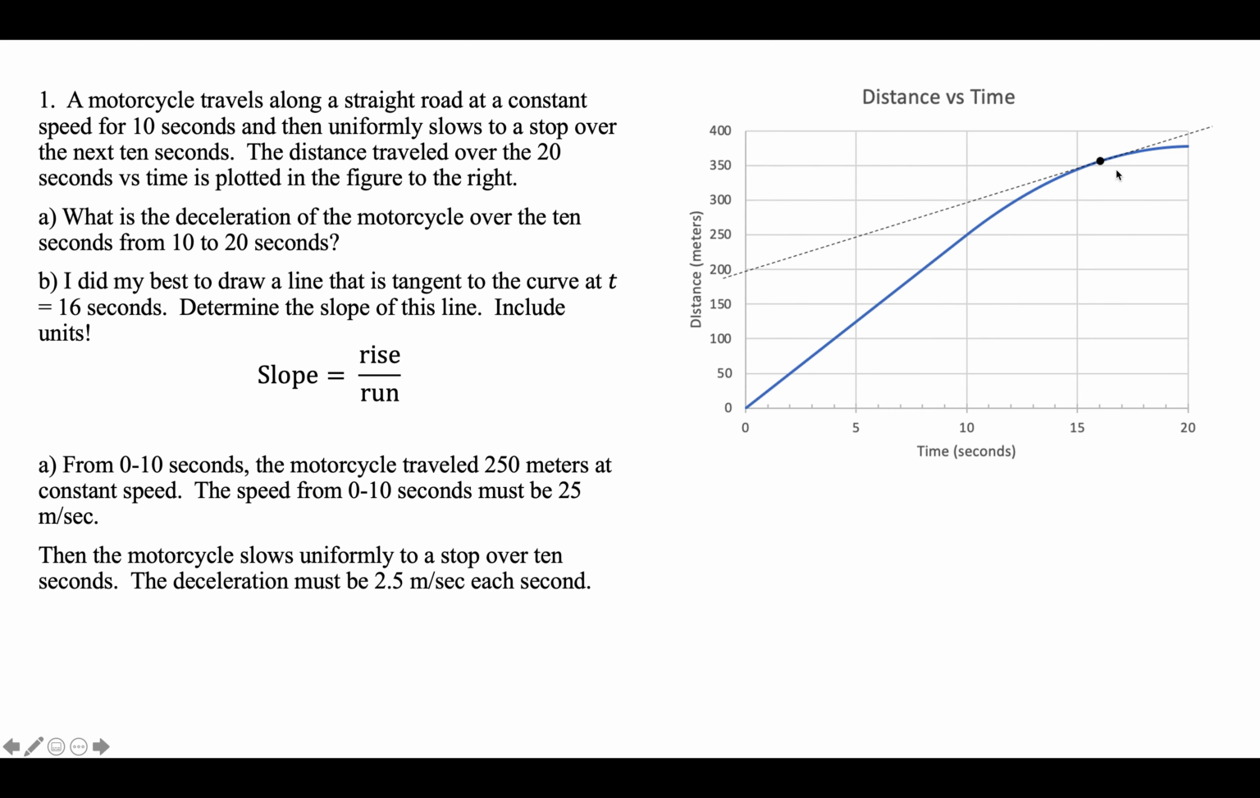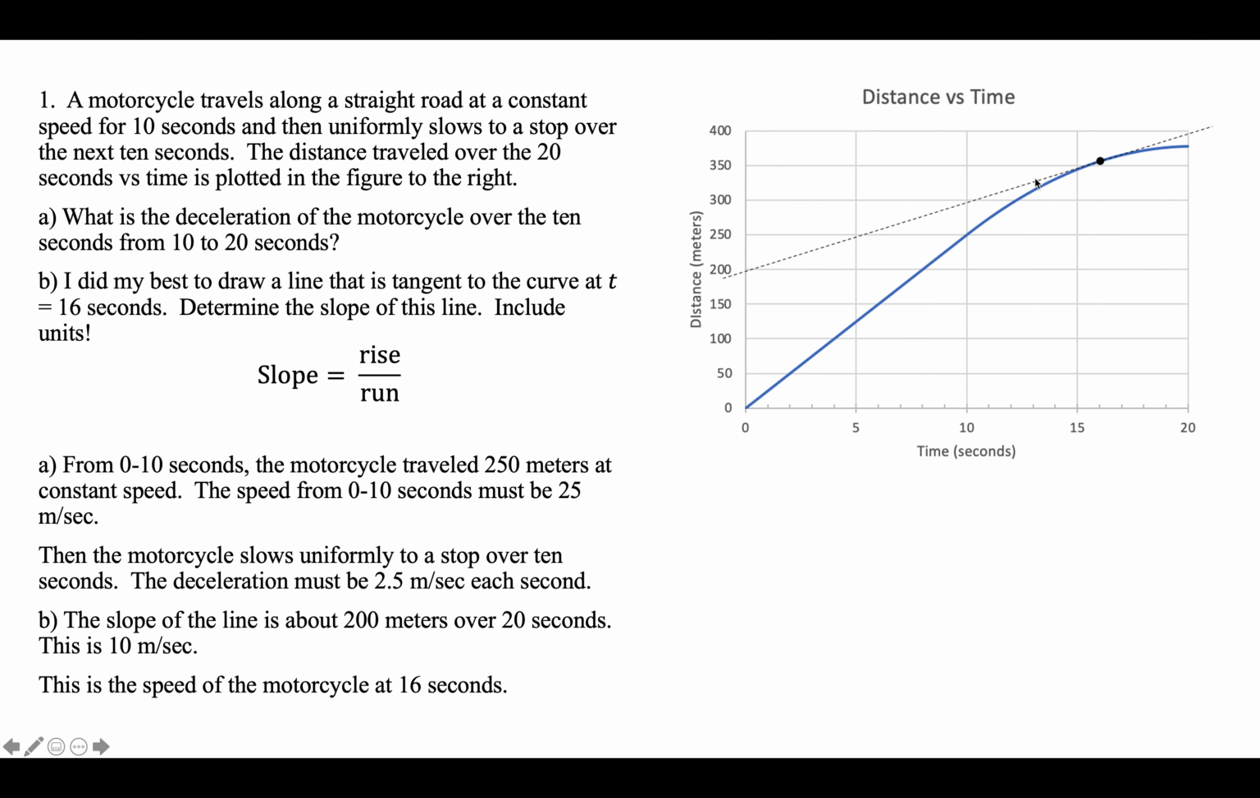Slope is the rise over the run. It looks like the rise goes from 200 to 400. So that's 200 meters. The run is like the entire graph, which is 20 seconds. So 200 meters over 20 seconds. 200 divided by 20 is 10. The units are meters per second. And this happens to be, of course, the speed of the motorcycle at 16 seconds.